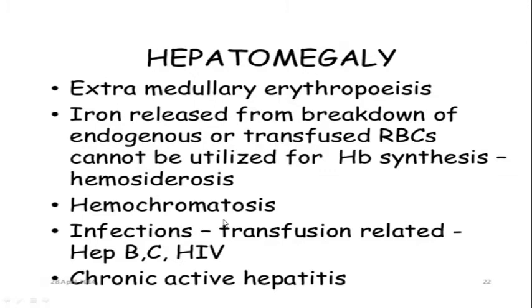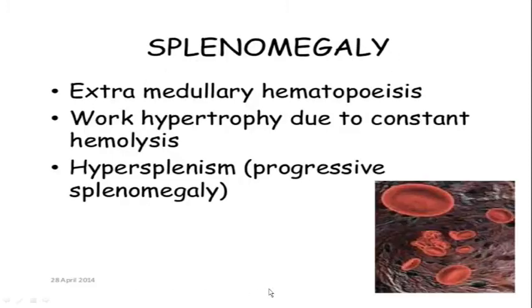and it can lead to infection or transfusion related infection later on, leading to hepatomegaly, or due to certain viral infections which are wholly transfusion related, and that can again lead to hepatomegaly. And then you can have chronic active hepatitis. Splenomegaly, as I said, the cause for splenomegaly will be extramedullary hematopoiesis and work hypertrophy due to constant hemolysis.